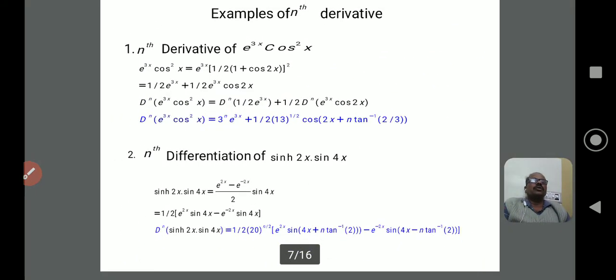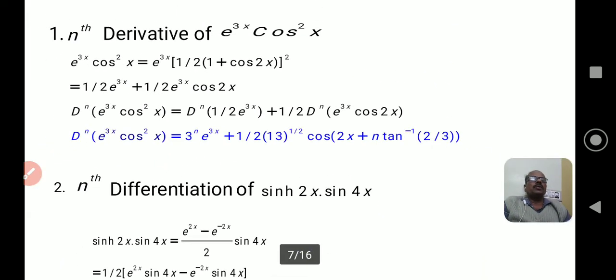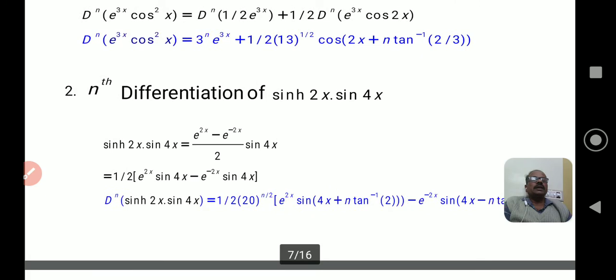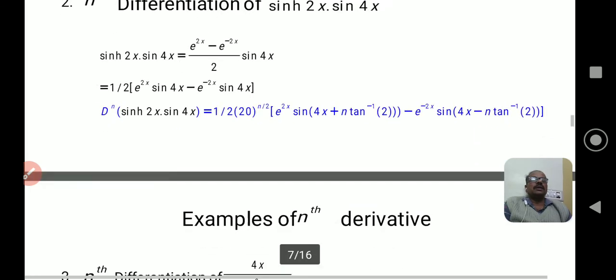One thing you should notice here: you can get e power 3x into cos x, but you should bring this cos square x in using multiple angle formulas. The next result is sinh 4x, which can be rewritten as an exponential term, then you can apply the formula for this. These are the two examples.